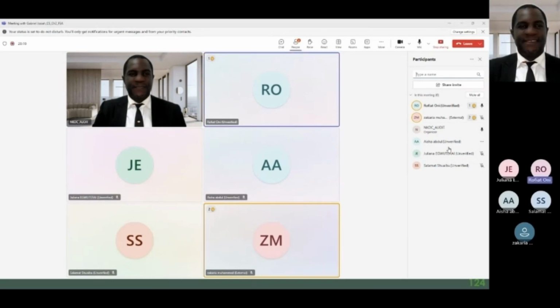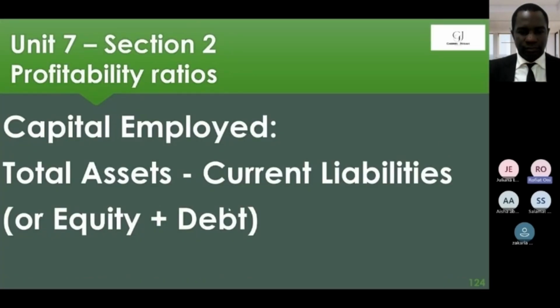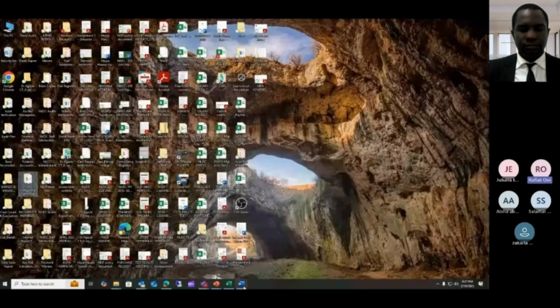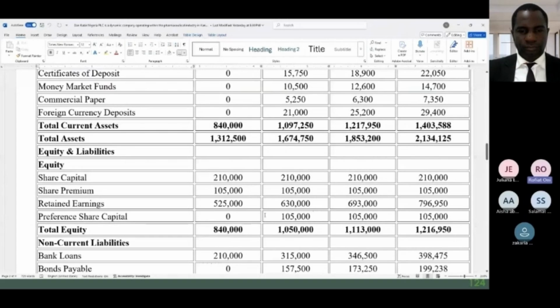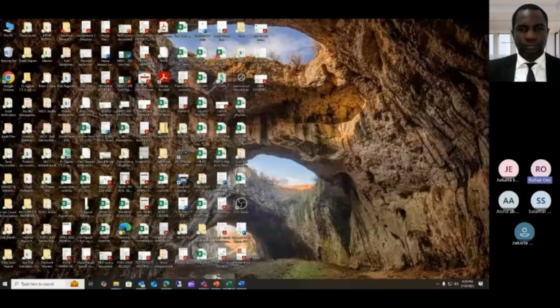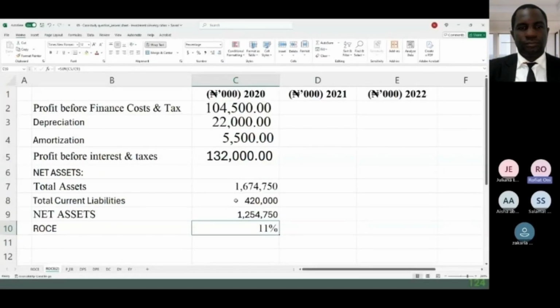Thank you, sir. I have an observation. I've come across some calculations where they use the average of the capital employed. What's the difference between using the average and just using the exact figure? Okay, nice question.